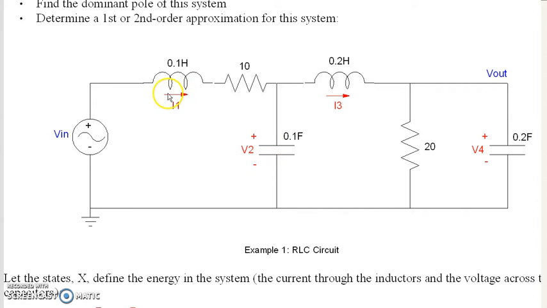The equation for an inductor is V is L di/dt. The voltage across the inductor will tell you the change in current. For capacitors, I is C dV/dt. The current into the capacitor is the change in voltage. That puts it in state space form.